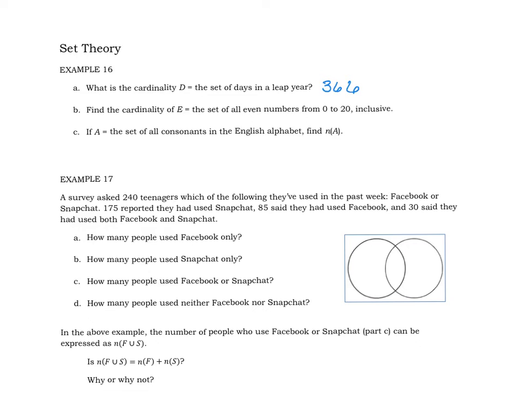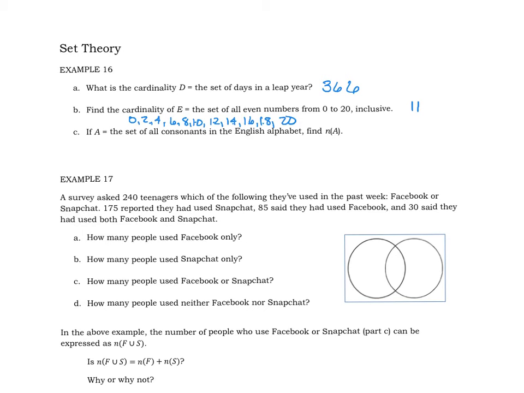Well, I'm going to list those real quickly because it won't take that long, but then we'll look at a formula for that. So 0, 2, 4, 6, 8, 10, 12, 14, 16, 18, and 20. So you notice we have 1, 2, 3, 4, 5, 6, 7, 8, 9, 10, 11 elements.